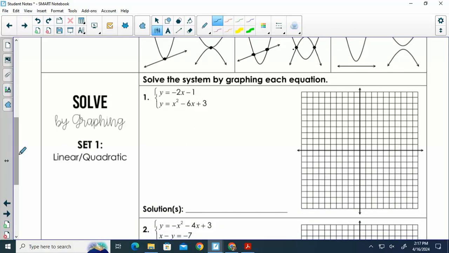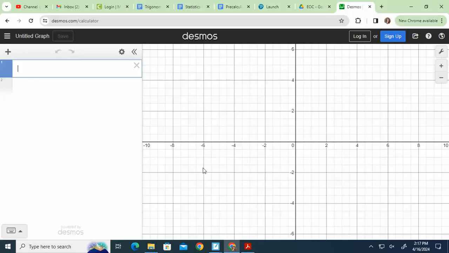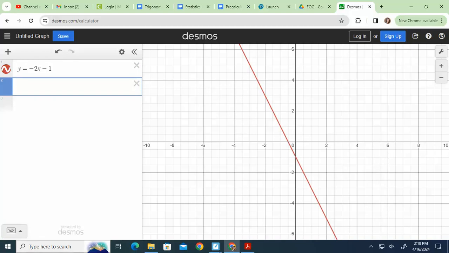This notes handout has spots where you could draw the graphs if you want to, but I am not going to require it. We are really just using Desmos to get these solutions. So if I told you for number 1, my equations, y equals negative 2x minus 1 and y equals x squared minus 6x plus 3, we go to Desmos and we graph them. Does everybody have their Chromebook? And we are going to type in both of them.